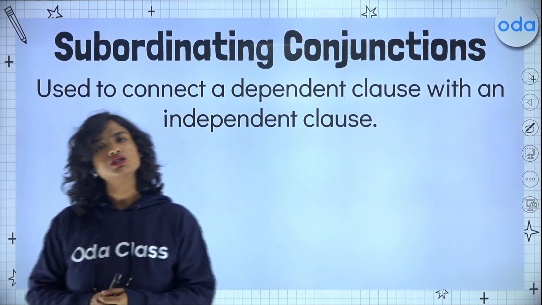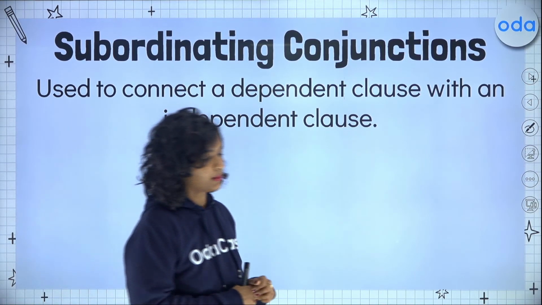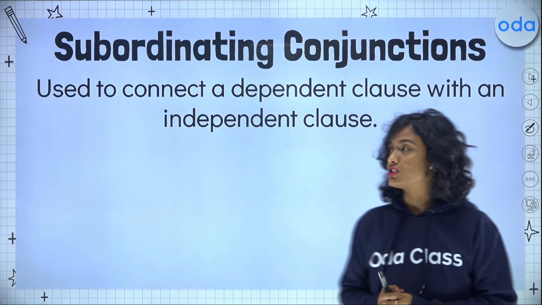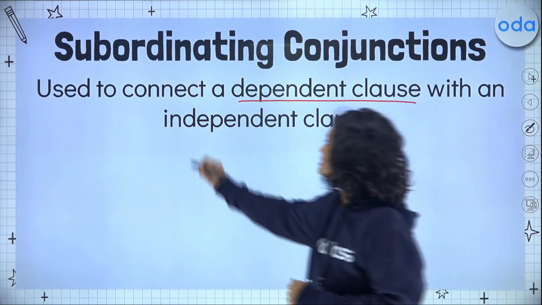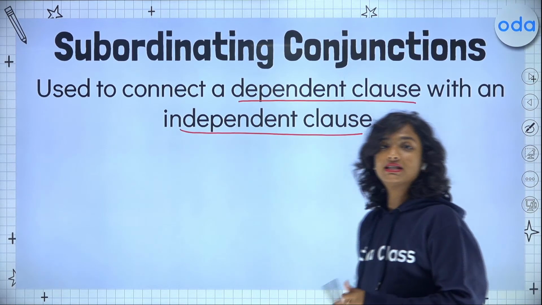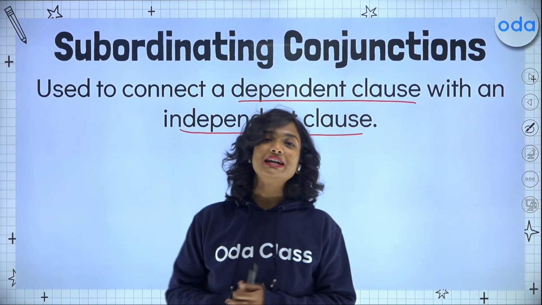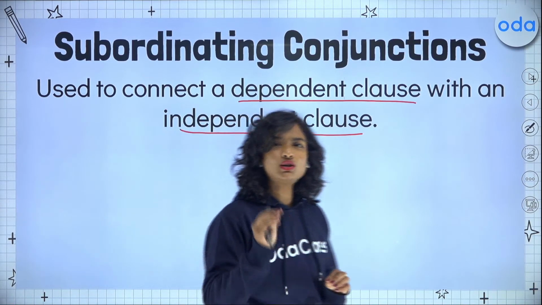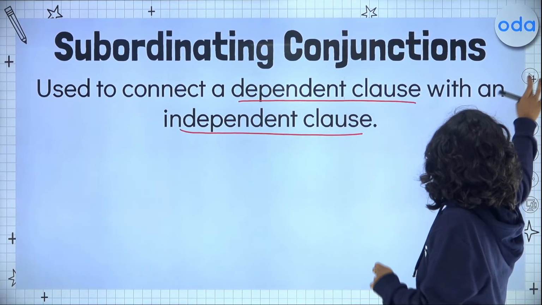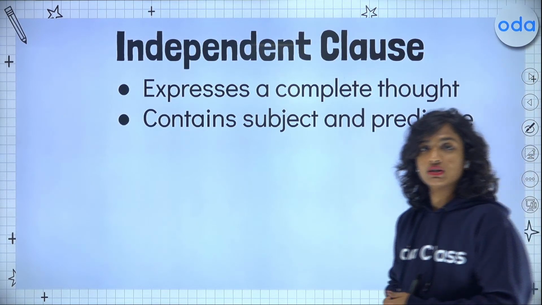So let's move on to our subordinating conjunctions for now. Subordinating conjunctions are used to connect a dependent clause with an independent clause. Now, some of you might know what these are, but some of you may not. So let me give you a quick short introduction on dependent and independent clauses.